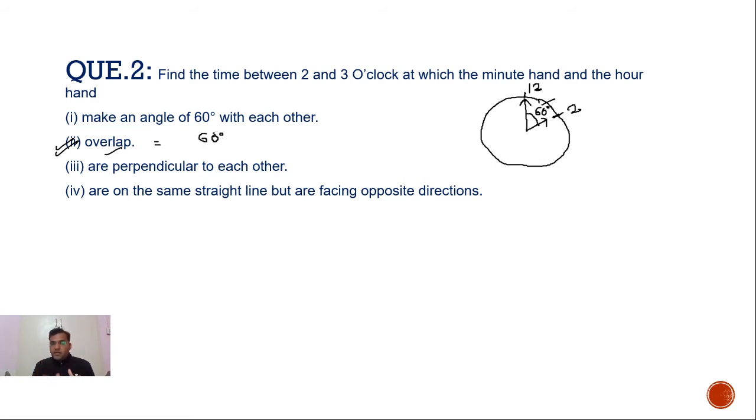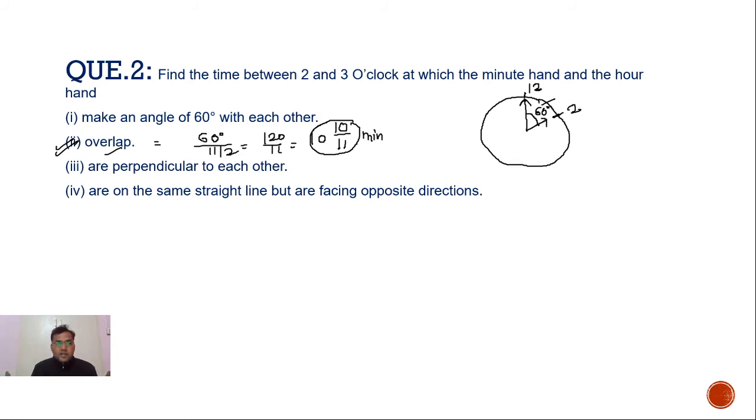And at what speed will it be traveled? We already know the relative speed is 11 by 2. So straight away the answer will be 120 by 11. That would be 11 into 1, right? 11 into 1, 10, right? 10 by 11. So after 10 minutes and 10 by 11 part of a minute, the minute hand will overlap the hour hand.